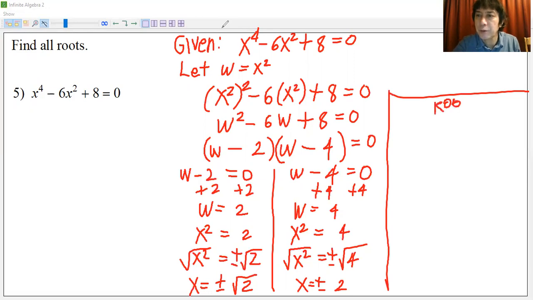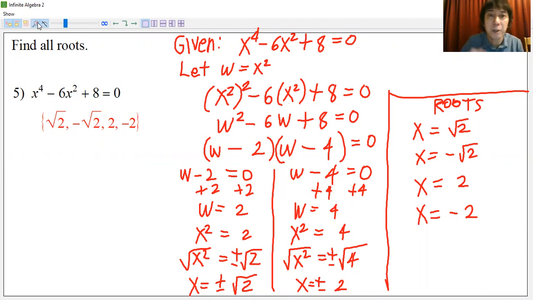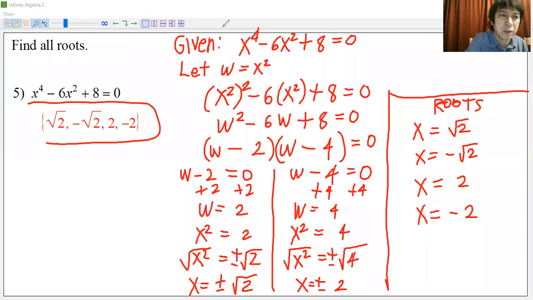All right, so let's enumerate our answers. We have for the roots x: square root of 2, negative square root of 2, positive 2 and negative 2. All right, let us verify from the computer. Okay, looks the same as our answers. There is the solution set and exactly what we have over here. So that gives our roots for our number 5 equation.